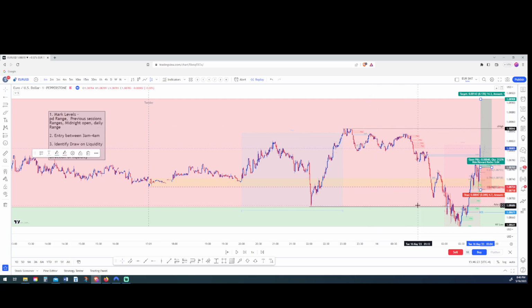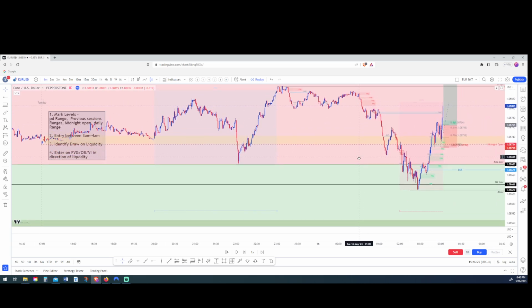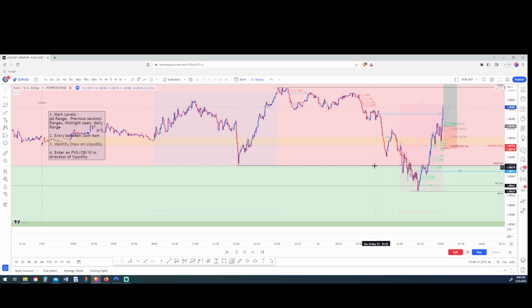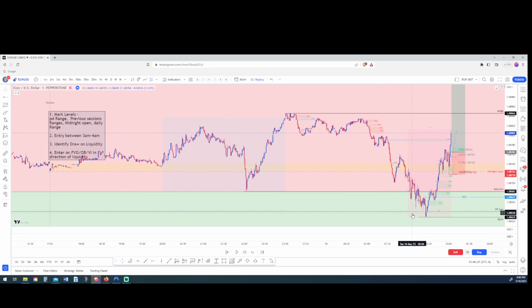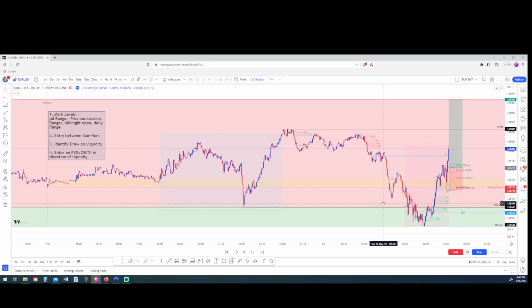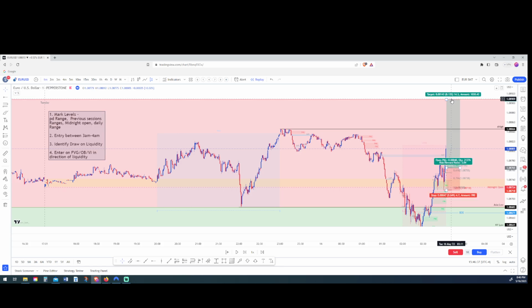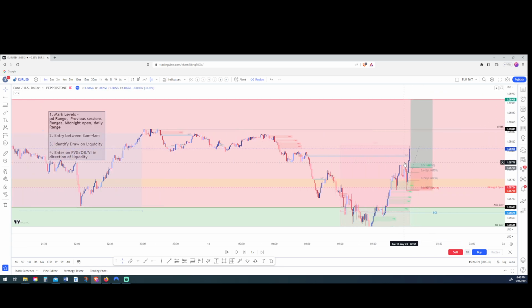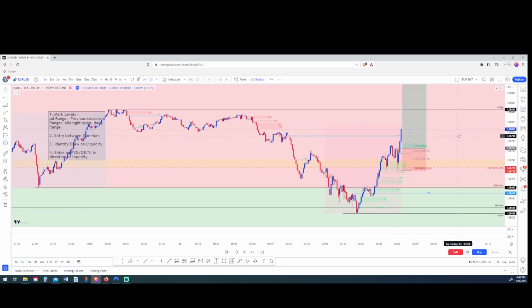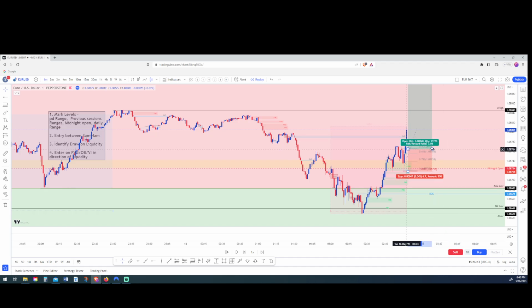So this dive down early on in London, probably a Judas swing, grab some liquidity to then catapult us up to take previous day's high. Left that fair value gap. Retracement back on 50%.